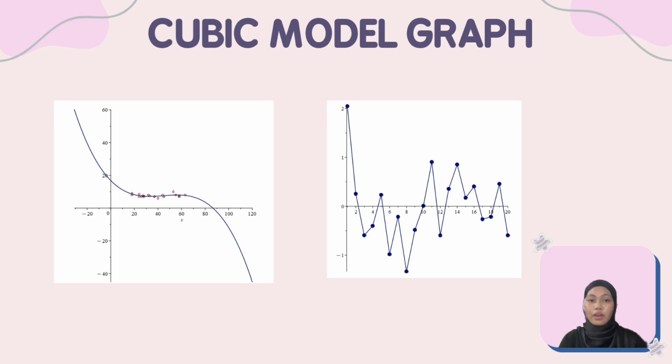On the right, we have the residual plot, which shows the error value for each data point. The residuals are mostly scattered around zero without a clear pattern, indicating that the cubic model is appropriate for the data and does not leave systematic errors. Together, these graphs validate the model as a good fit for the data.